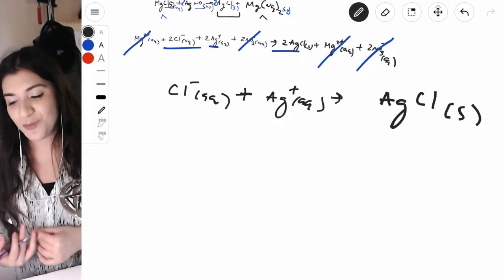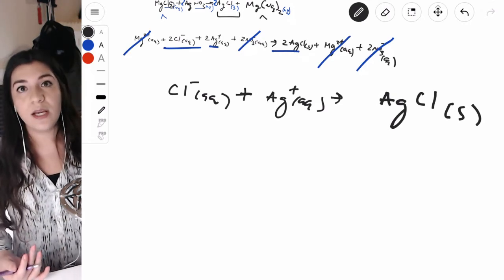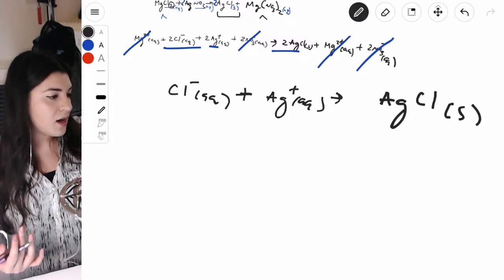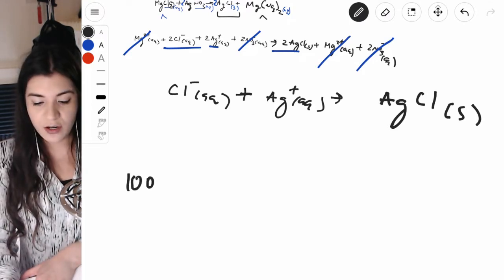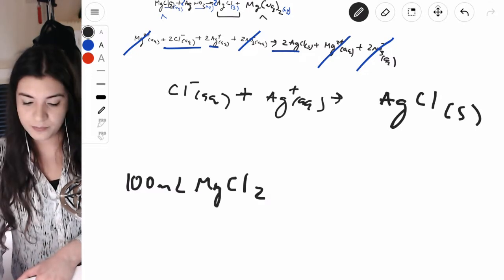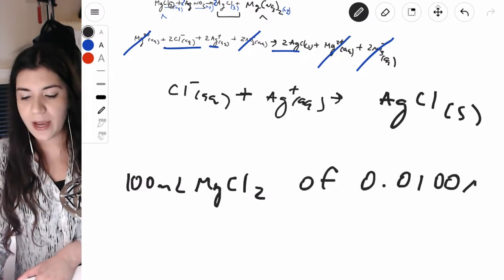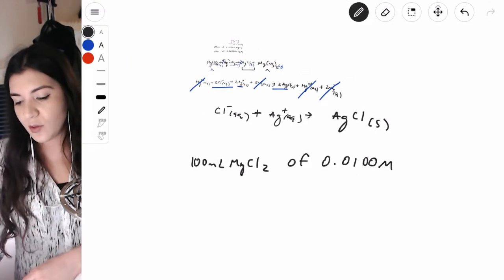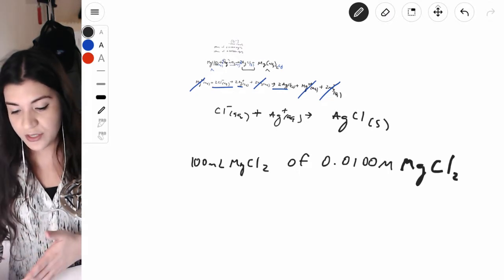Now I'm going to go back to all the information that they gave us before. So since we're looking for concentration, that means we want molarity, which is moles divided by the total liters. So I'm going to start off with the concentration that they gave me before, which was, actually they gave us 100 milliliters of magnesium chloride. And this was of 0.0100 molarity. Okay, so what I'm going to do now is figure out the amount of moles of magnesium chloride and then work my way to get to the moles of just chlorine.